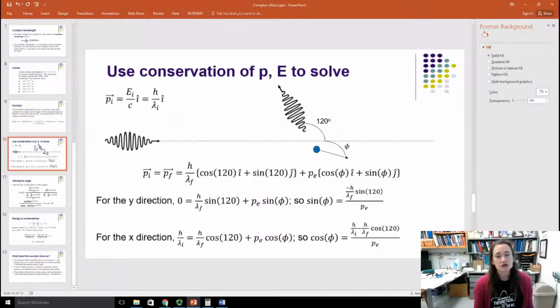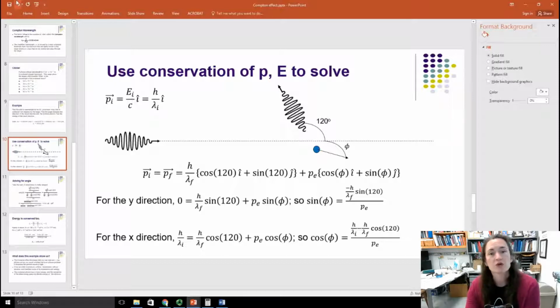Now, I'm going to use conservation of momentum and energy to solve. I thought it would be helpful if I drew a little cartoon of what the initial and the final conditions are. Here, my initial condition is on the left. It's my incoming photon, okay? The electron is initially at rest and isn't pictured. My final condition is the photon being scattered off at an angle of 120 degrees, and then my electron moving off at a different angle that we'll have to solve for, here, phi.